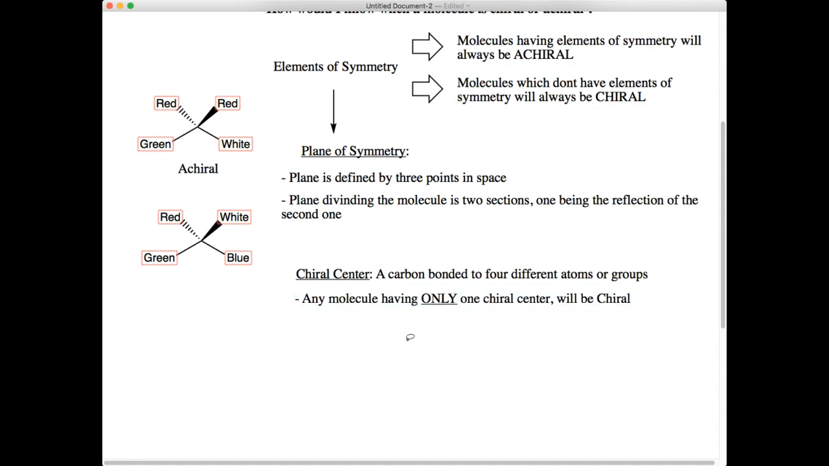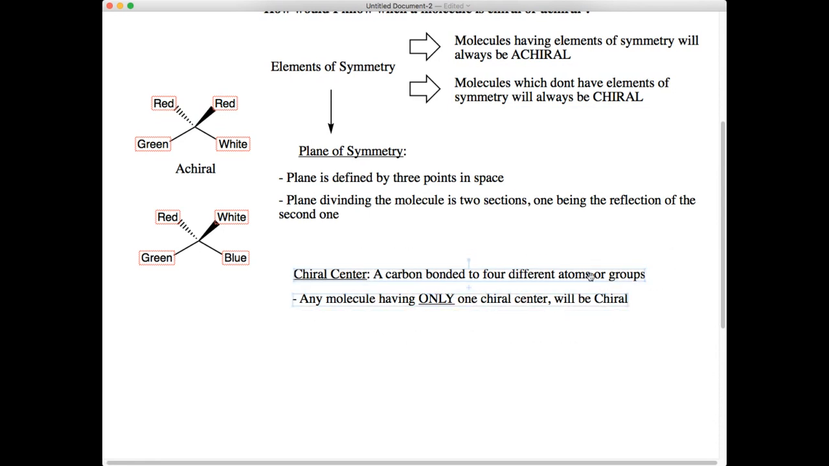But if you find a molecule having only one chiral center, only one carbon bonded to 4 different atoms or groups, that molecule definitely, for sure, 100% will be chiral, meaning that it will not be superposable with its mirror image.